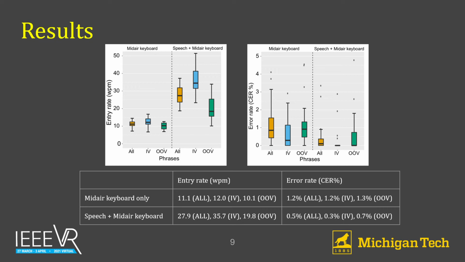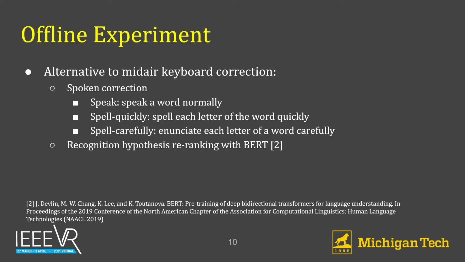We measured error rate using character error rate. We measured the character error rate of a participant's final text after completing any corrections. Participants are significantly less accurate in the keyboard-only condition with an error rate of 1.2% versus 0.5% in the speech condition. In our study, we observed that users in the speech condition often spent a long time typing corrections for the out-of-vocabulary words. We wondered if spelling or speaking this might be a viable alternative correction approach.